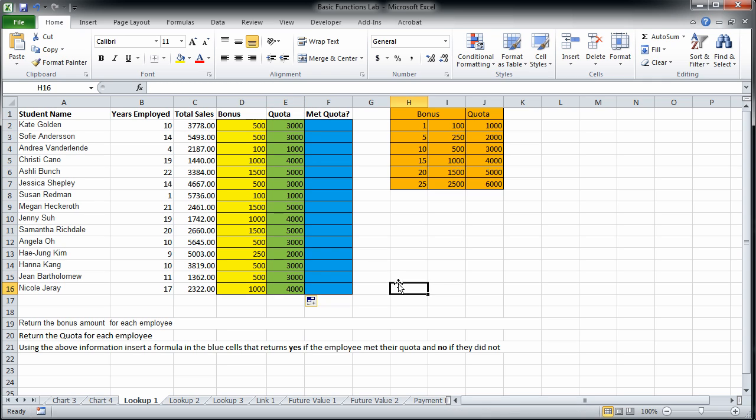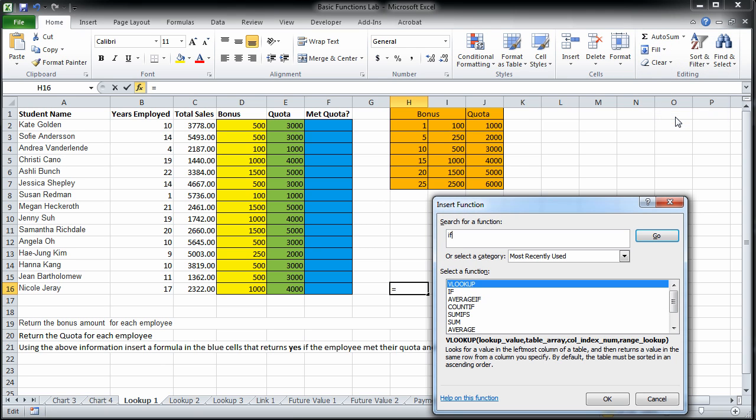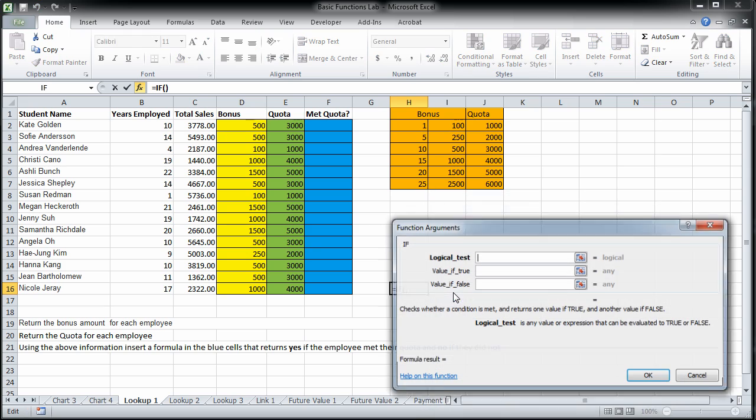Now, the last thing we want to do is, using the above information, insert a function in the blue cells that returns yes if the employee met their quota and no if the employee did not. See all those ifs in there? That should be a clue. The if statement. If the employee met the quota, say yes. If the employee didn't meet the quota, say no. Well, I'll come up here real quick and use the function arguments box and find the if function. So there it is right there.